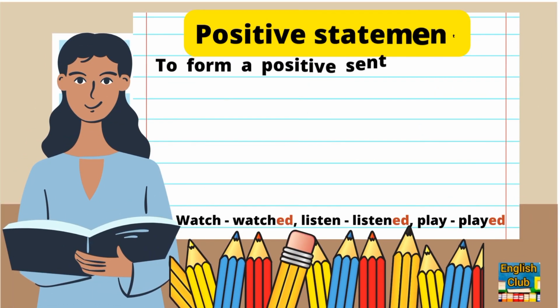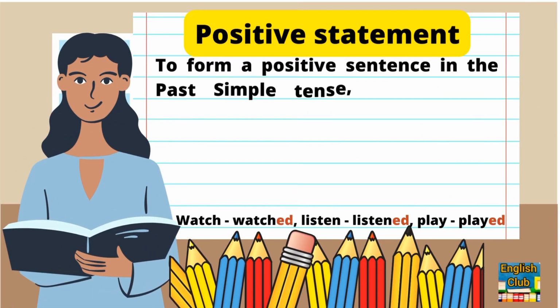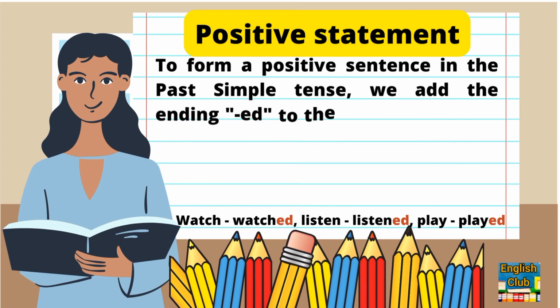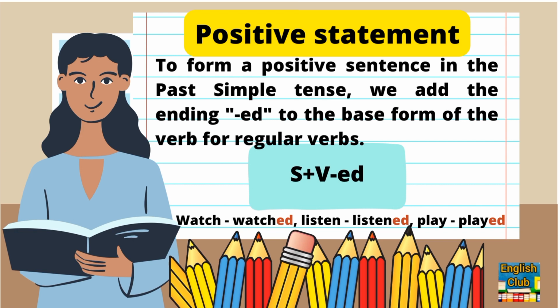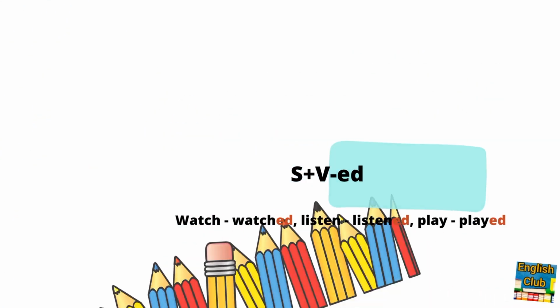To form a positive sentence in the past simple tense, we add the ending ed to the base form of the verb for regular verbs. Watch, watched. Listen, listened. Play, played.